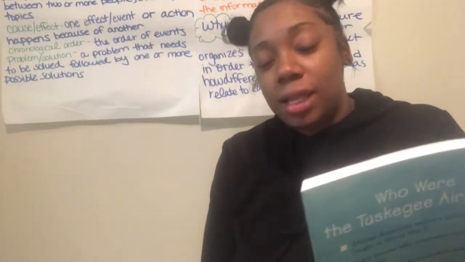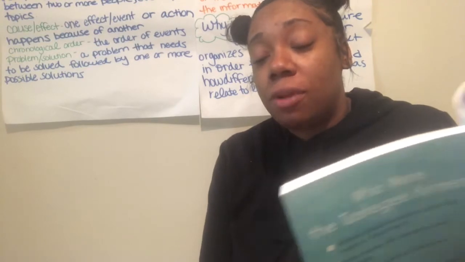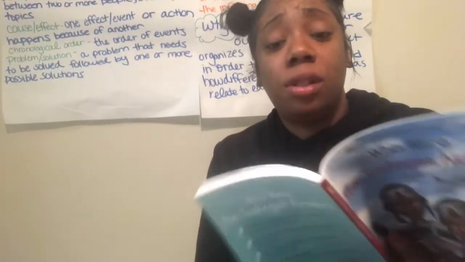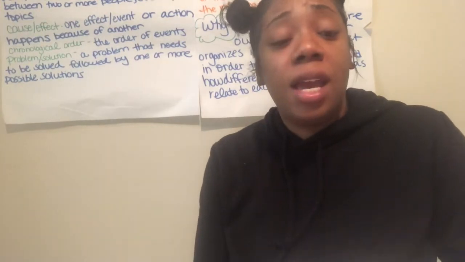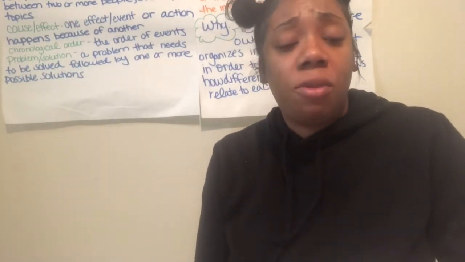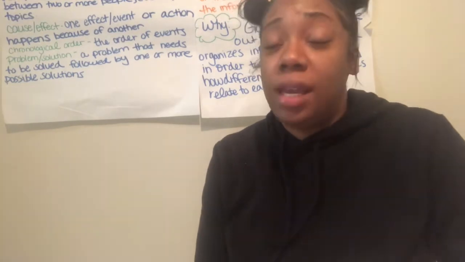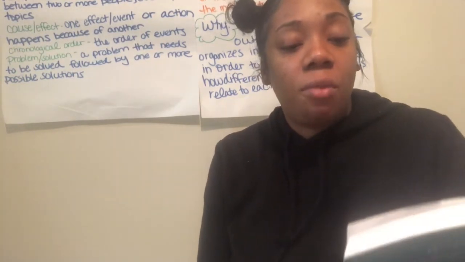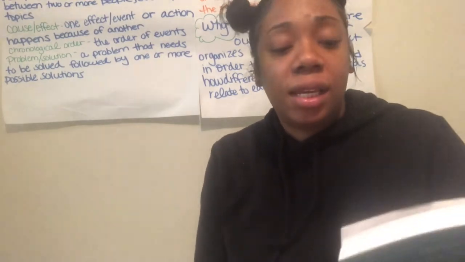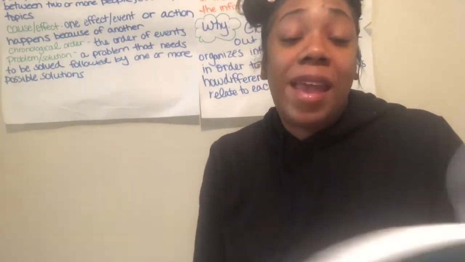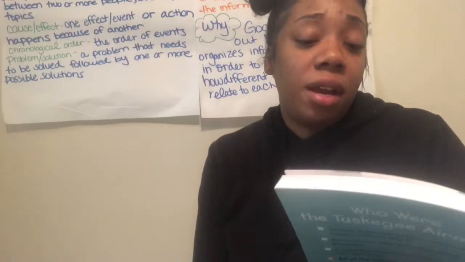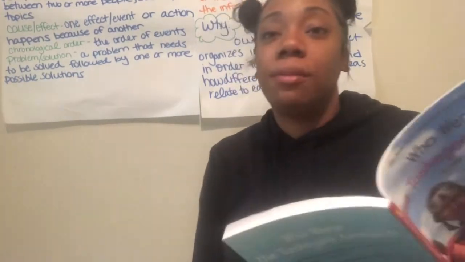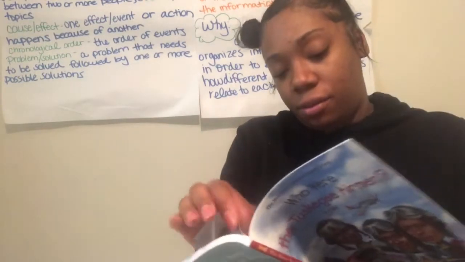So what I think the text structure was, was problem solution. The reason being, the problem was that the plane was hit, right? And so the solution was that they had to find a base. So one of the pilots had brought the plane to landing at what they thought was a German base, but it was actually where American planes were. So problem and solution. All right, let's move on.